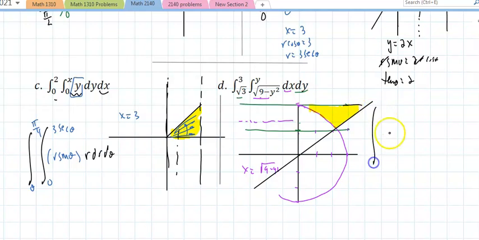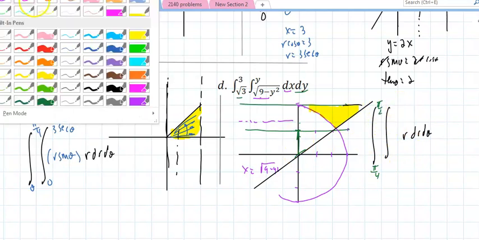Well, let's see. We could fix that. That is r d theta. No big deal. And theta runs from, if you really pay attention, theta runs from pi over 4 to pi over 2.